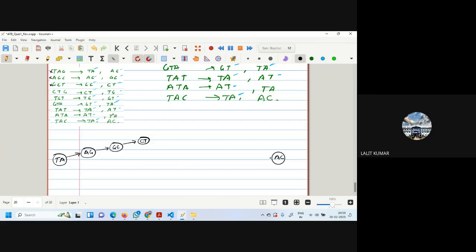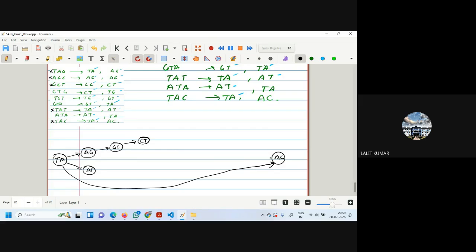Now this TA which was there, TA had three options. So I could go to AT also, and I could go to AC also. Is this okay? AC is the endpoint. So this I have covered now: TAT, TAC. And I come here till GCT.